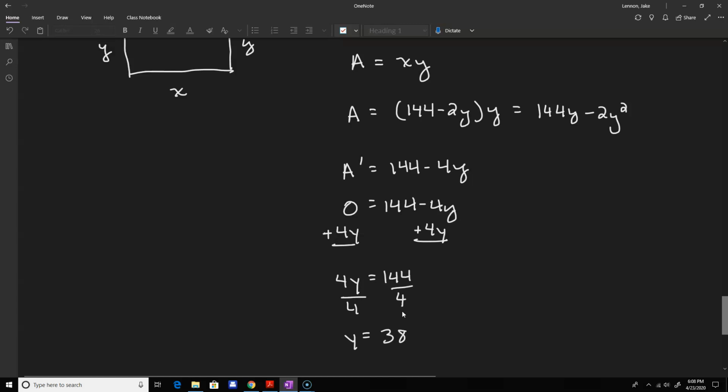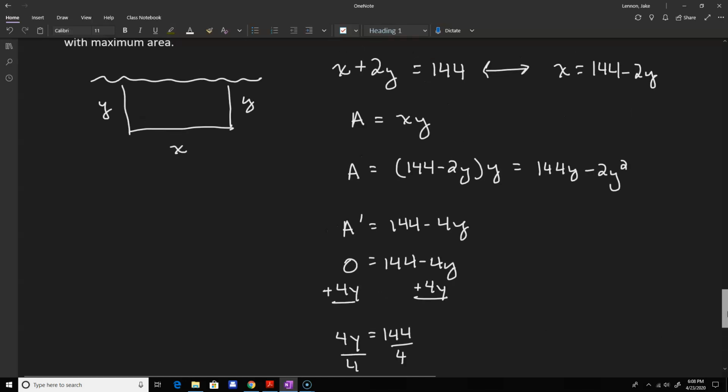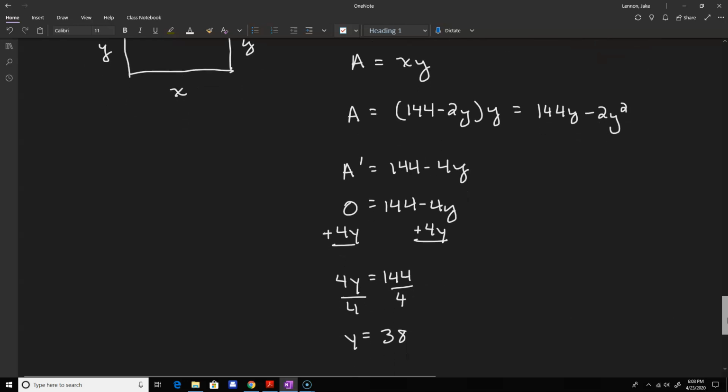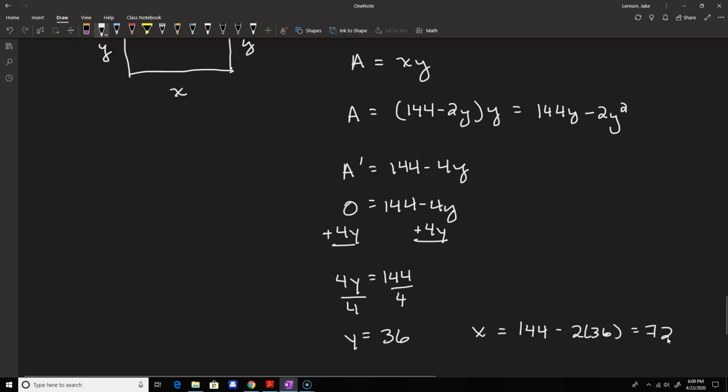So if y is 38, that makes x the other side, 144 minus 2y, which has to be... I don't know what I'm talking about here. So not 144 over 4 is 36, not 38. So let me fix that. So we have 36. Okay, so if y is 36, then x has to be 144 minus 2 times 36, which is 72.